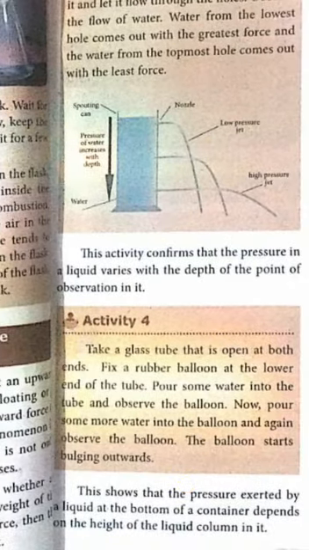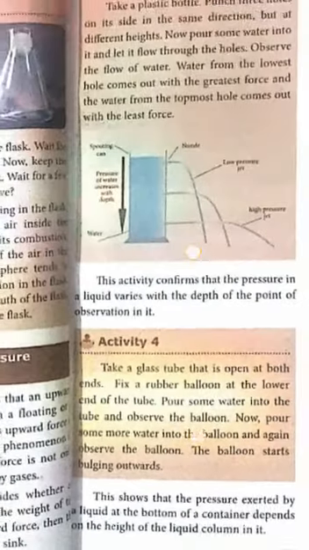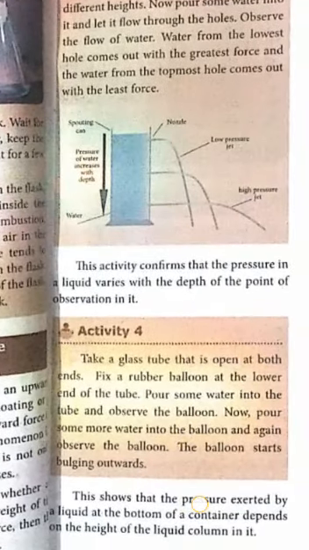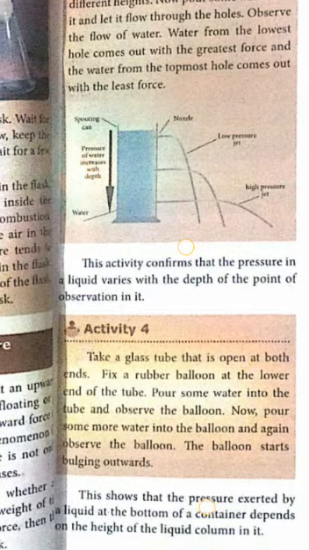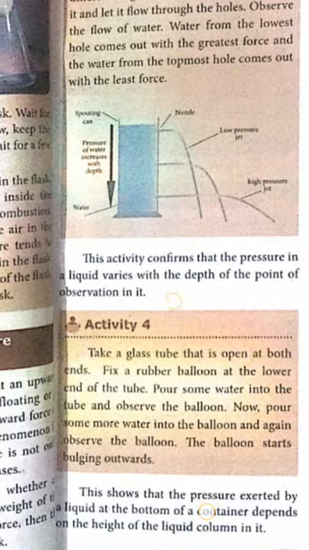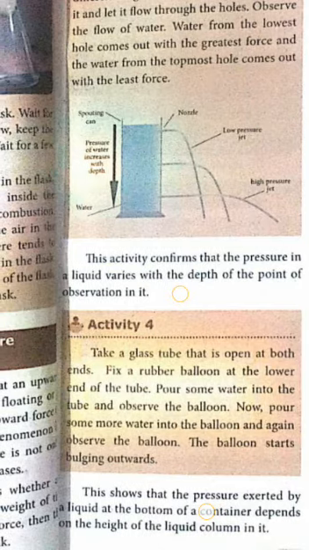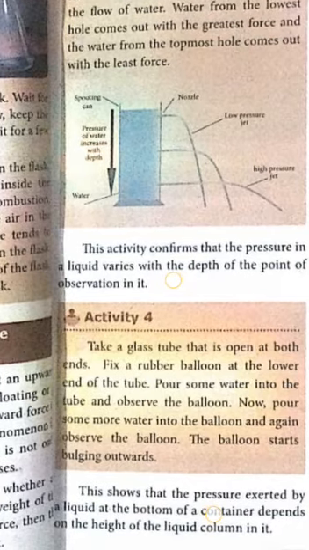Here the pressure depends on the height of the liquid column. This activity tells that pressure depends on the height of the liquid column. How can we prove that? For that we have to take a glass tube that is open at both ends. Then we fix a rubber balloon at the lower end of the tube. One end only we fix a rubber balloon. Then through the other end we pour some water into the tube and observe the balloon. Now pour some more water and again observe the balloon.